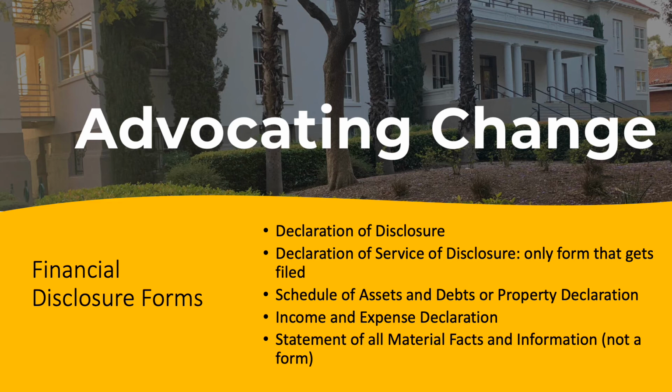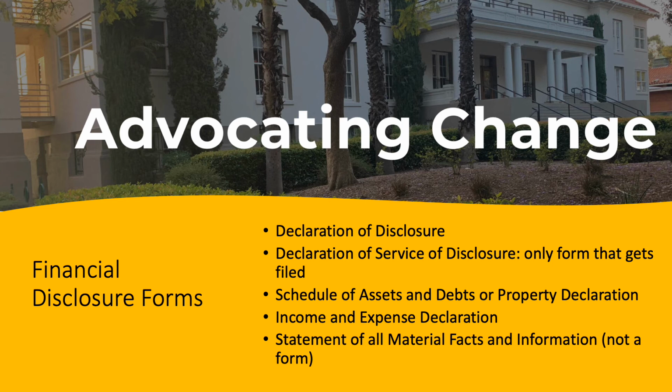The Declaration of Disclosure lets the other party know what forms and attachments are part of the financial disclosure. The Schedule of Assets and Debts and Property Declaration ask you to list all of your property, the date that property was acquired, the value of that property, whether there is any debt owed for that property, any other debts that are owed, and to distinguish whether that property is separate or community.